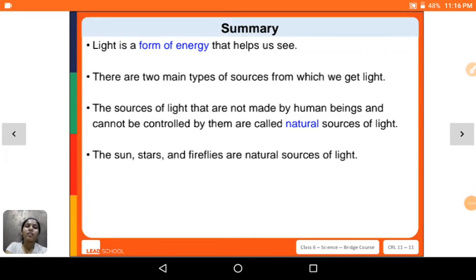Summarize. Light is a form of energy that helps us see.